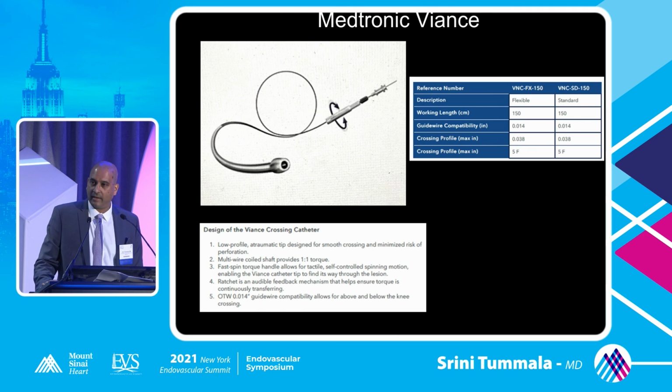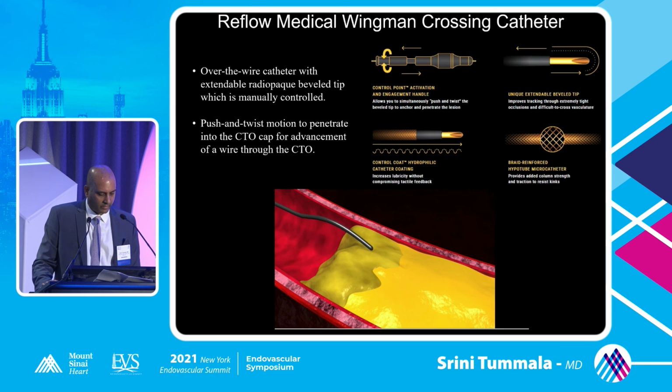The Medtronic Viance is another catheter that you can use. This one has a handle which you can rotate very quickly in order to dissect through a CTO and allow guide wire access through it.